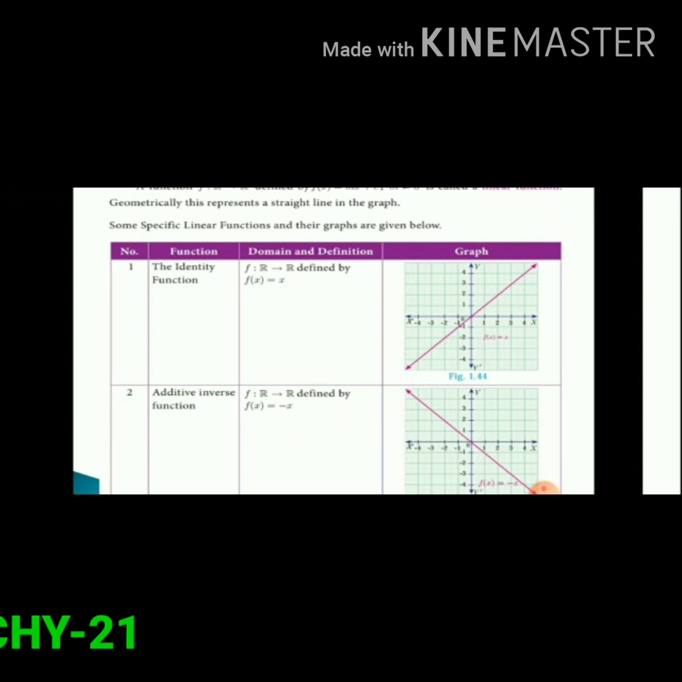Here, the identity function is f of x is equal to x. Additive inverse function, f of x is equal to minus x. So these are some examples for linear graphs.